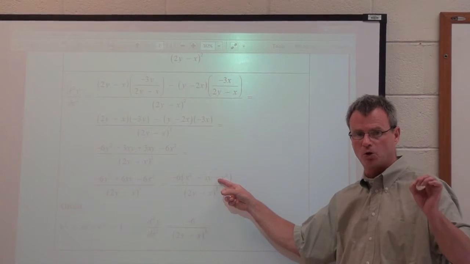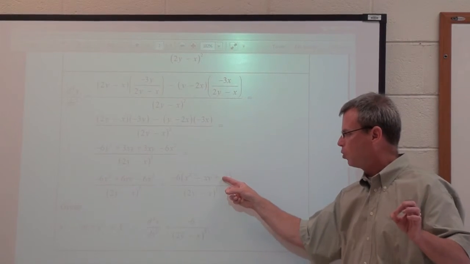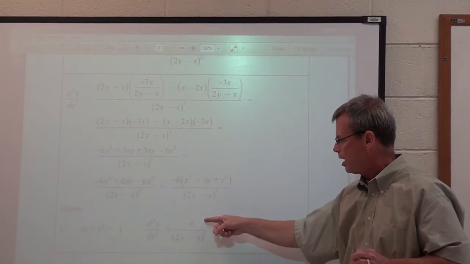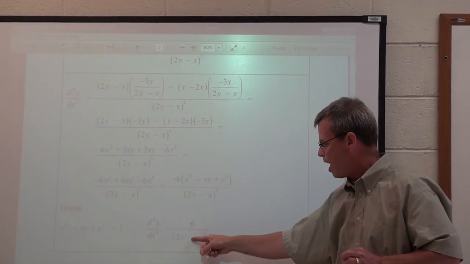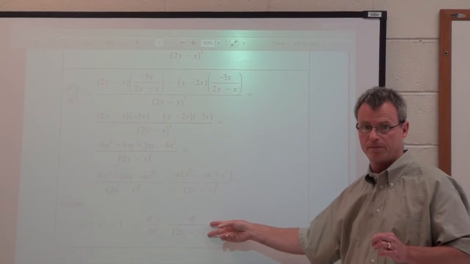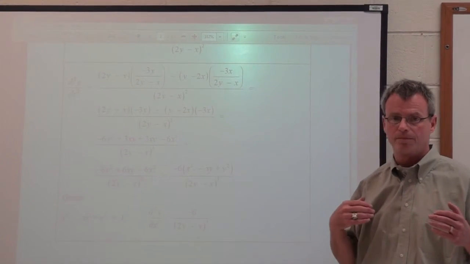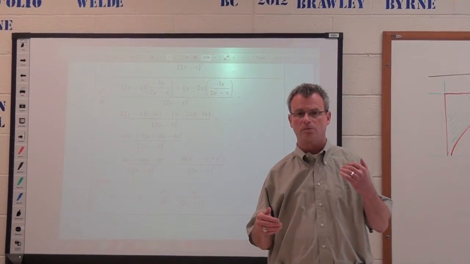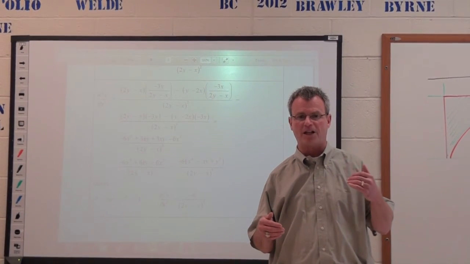But this is the original question. And the original question was equal to 1. So we end up with negative 6 times 1 over 2y plus a negative x, the quantity cubed, to be the second derivative. And this, you can anticipate having to do definitely the first and possibly the second derivative implicitly on the AP test.